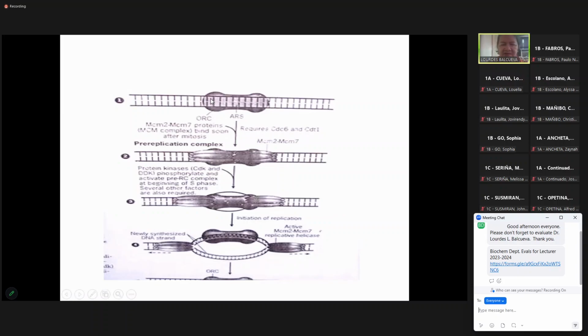What is the ARS? Autonomous replicating sequence, right? And this is recognized by the ORC. This ORC, origin of recognition. Okay, so your origin recognition complex binds with the ARS. But that is not strong enough to be able to separate the strands, or to function as a helicase.